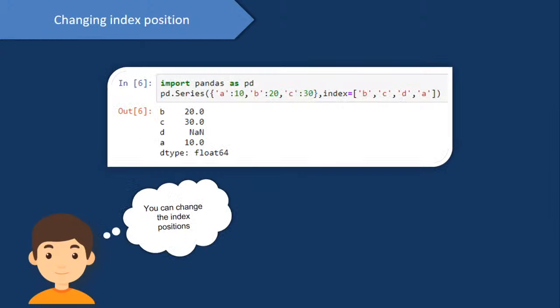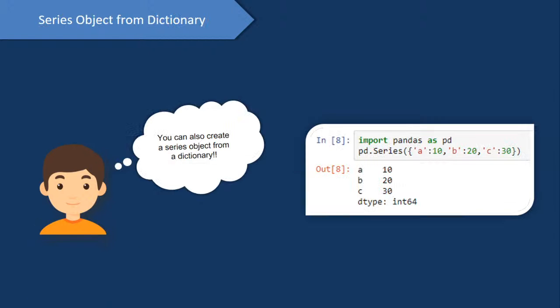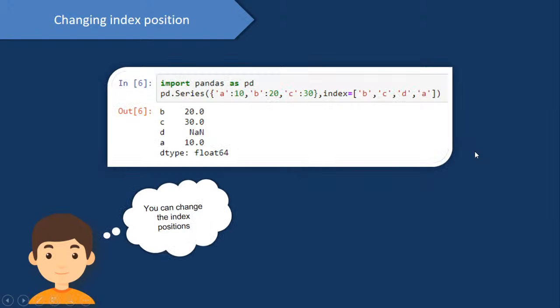Now, once this is done, we will again try to add or change the index values. So as you see, here we have A, B and C as the initial index values. Now what I'm trying to do over here is I am trying to add one more index value. But the problem is initially we have only 3 keys and 3 values. But when I'm adding this parameter called index, and over here I'm providing 4 keys. And also if you notice, I am changing the order of the indices.